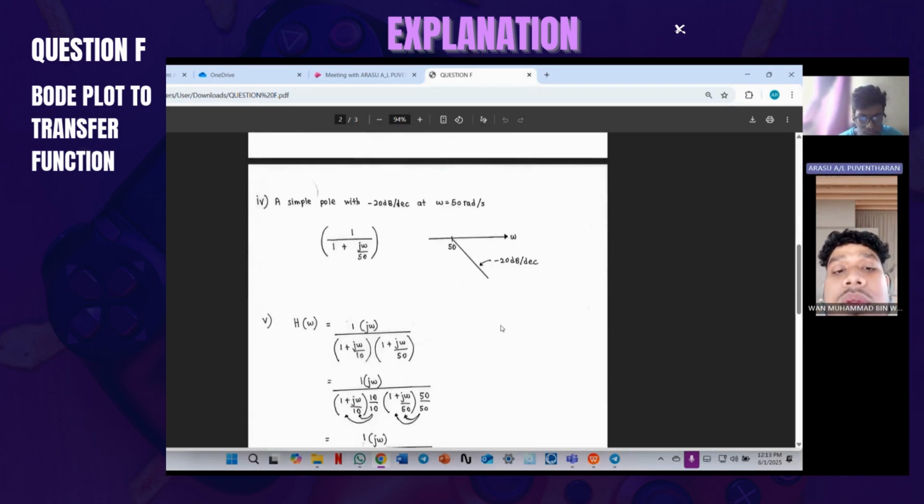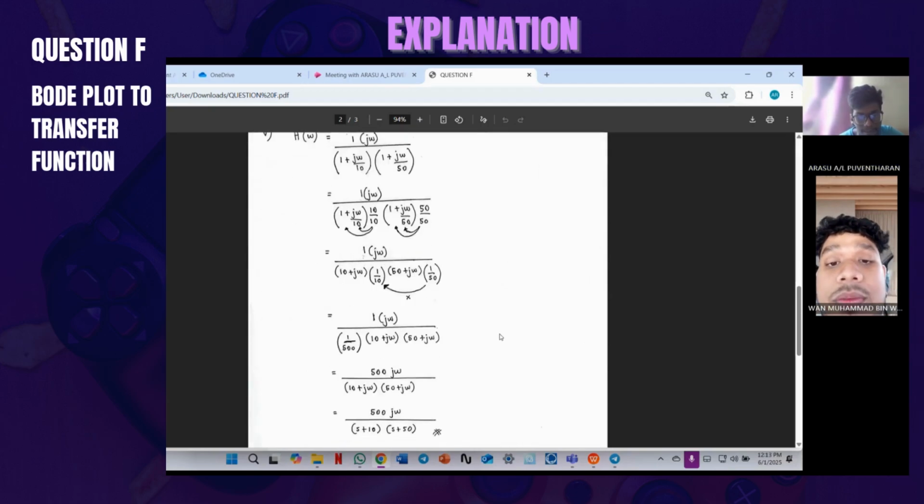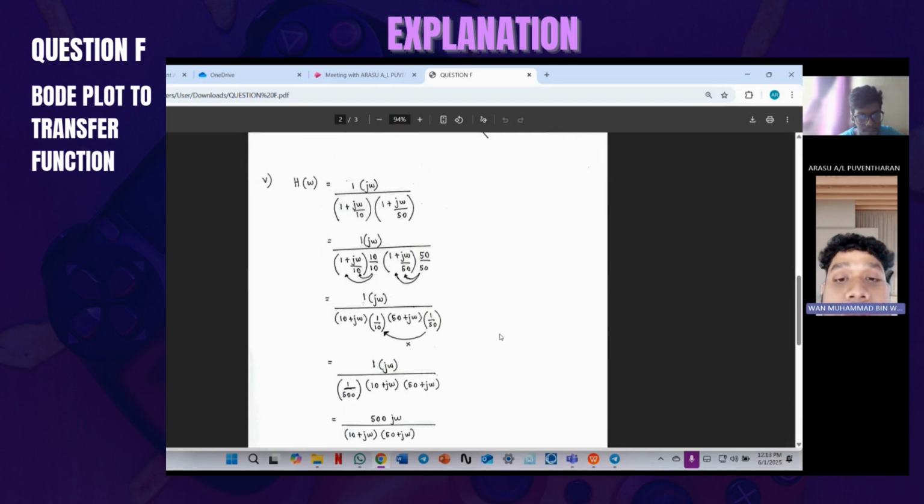Next, I pass to Wan to continue about the transfer function. All right, thank you, Arasu. So let's simplify the given frequency response function of omega.